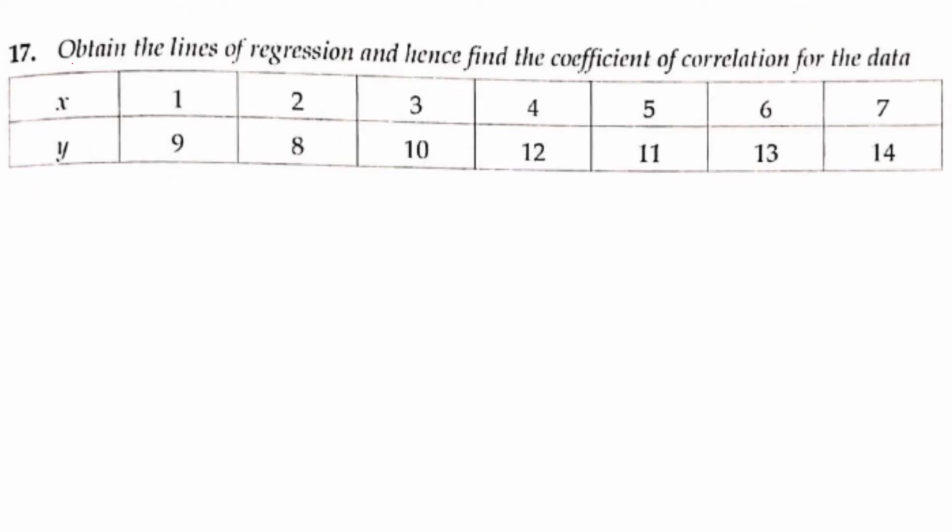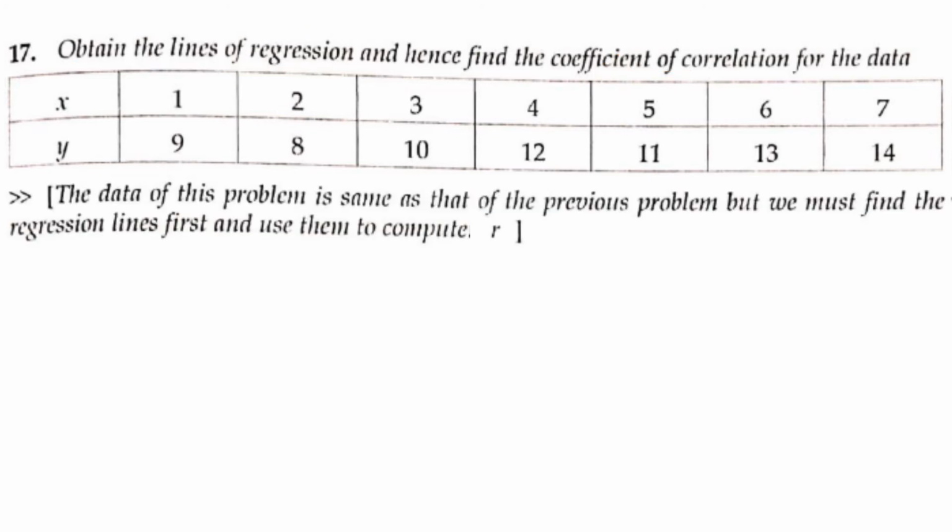Next problem: obtain the lines of regression and hence find the coefficient of correlation for the data. In this problem we are finding lines of regression first and then coefficient of correlation. The data of this problem is the same as that of the previous problem, but we must find regression lines first and use them to compute the coefficient of correlation R.